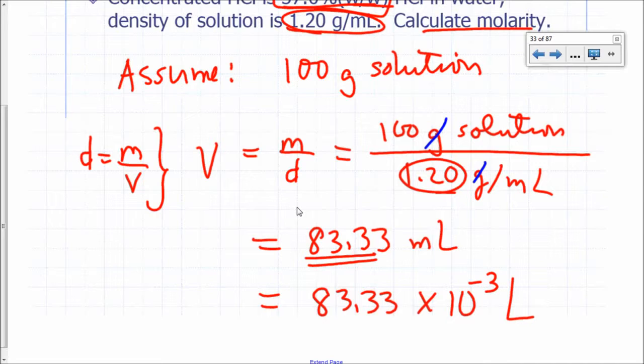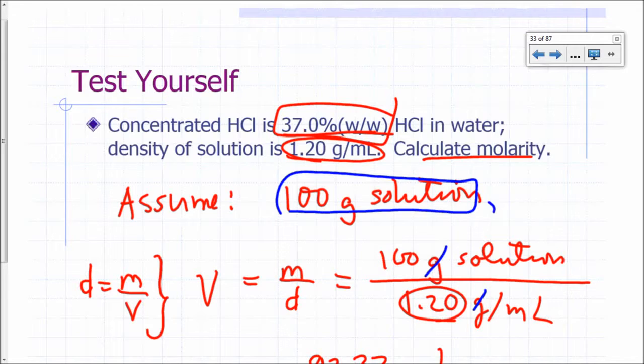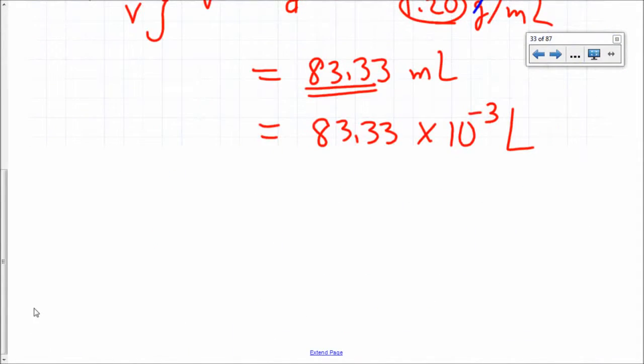What other information do I need to calculate molarity? Moles of solute, right? Do I know moles of HCl? If I have 100 grams of solution, how much of that is HCl? That gives me 37.0 grams of HCl. Can I change grams to moles? Yeah. So let's calculate our molarity here.